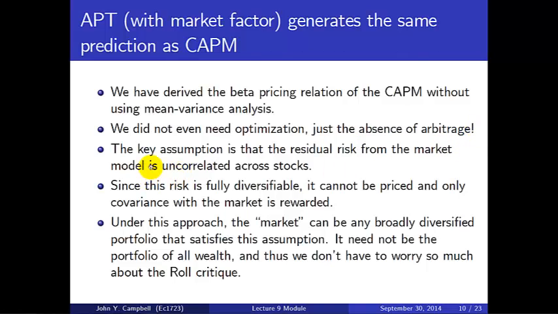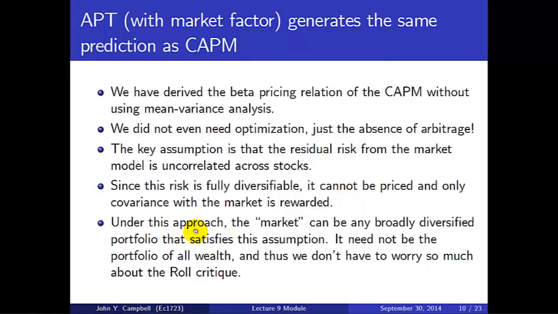However, we did need a different kind of assumption, a statistical assumption, which is that the residual risk from the market model is uncorrelated across stocks. This residual risk, therefore, is fully diversifiable. It can't be priced. You aren't compensated for a risk that you can diversify away, and so only covariance with the market is rewarded.